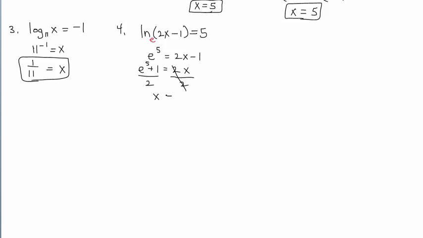I'm going to trade sides. x equals e to the 5th plus 1 divided by 2. That's your final answer. That's exact. If you want to change your answer to a decimal, you'd have to go to your calculator, set up your fraction bar, dump everything in, round to 5 decimal places. And the result is 74.70658.